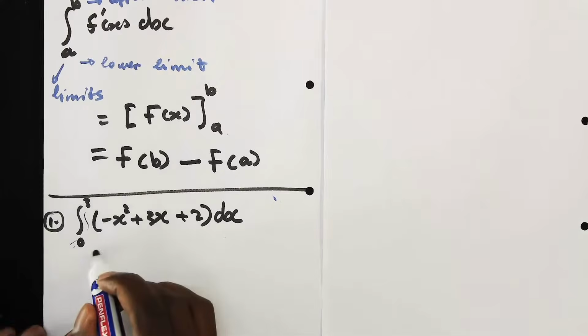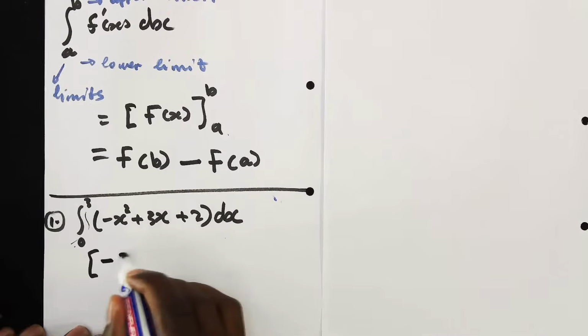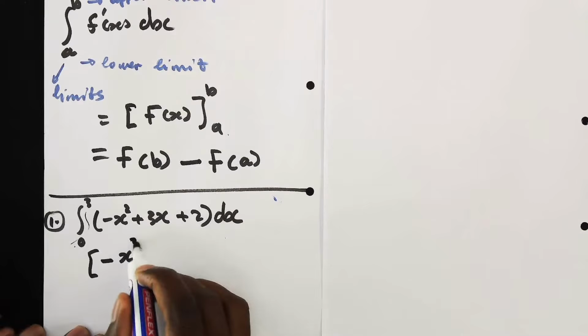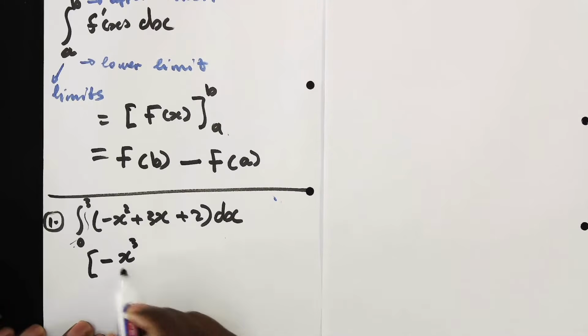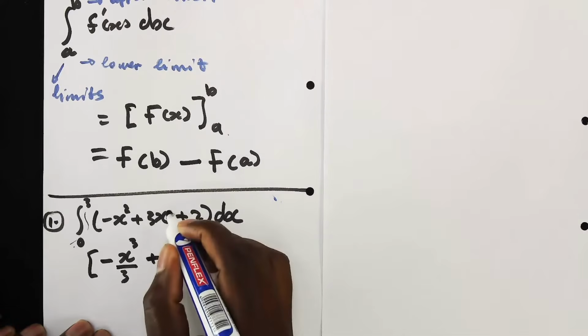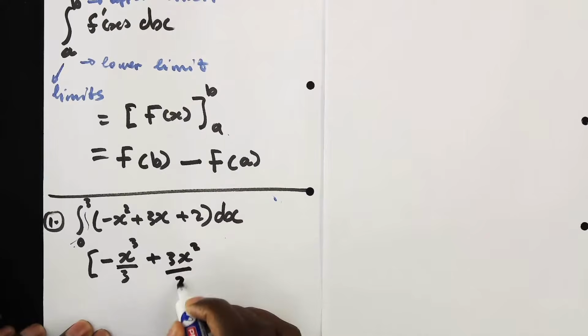The moment we start integrating, just put a square bracket. Then we know that for the integral of x squared, we add 1. We're going to have the power of 3, all divided by the exponent 3. Therefore, we'll have plus 3, and we add 1 to the 1, so we get x squared and divide by 2.